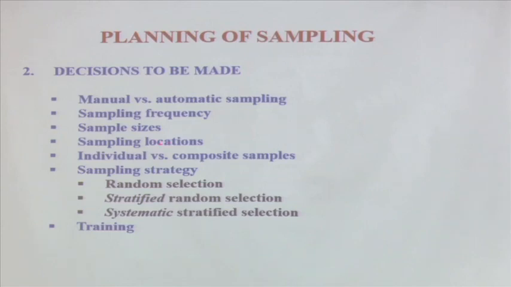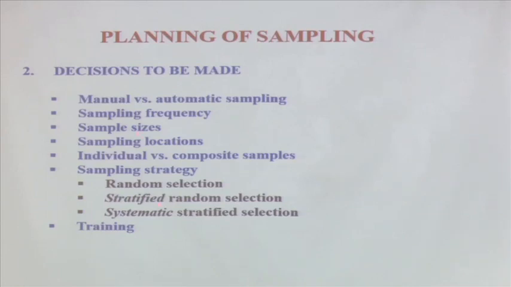Then individual versus composite samples, what does it mean? That means suppose I am collecting hourly data, then at the end of the day I will have 24 samples. Should I mix all of them, redo the sampling, take 1 gram of sample and do the analysis, or do I need analysis for each sample collected each hour? That is also a decision we have to make.